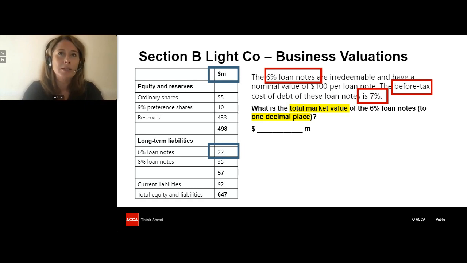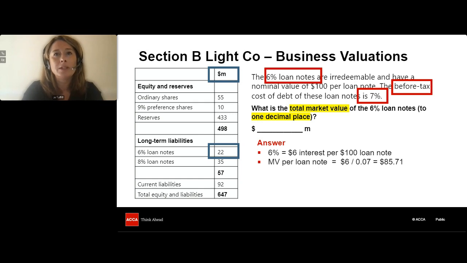So how do we do this? Well, first of all, 6% converts to $6 of interest because it's $100 per loan note in nominal value. Therefore, the market value of the loan note, as I said, is the interest divided by the before tax cost of debt of 7% as a decimal, and you get 85.71. Then students would have put that into the answer and got it wrong because they failed to read the question again and see that they needed to find the total market value.